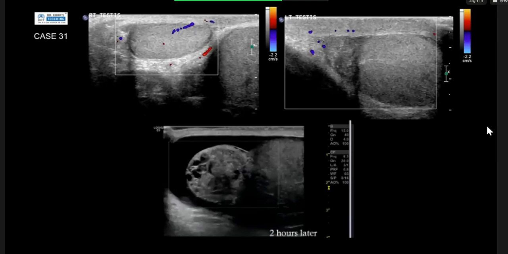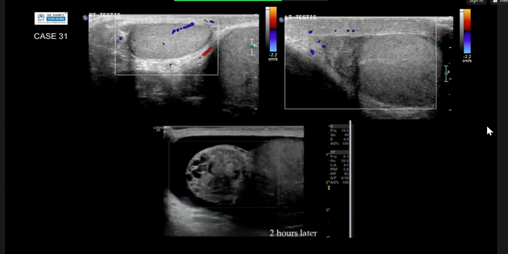The bilateral testes at baseline appear normal in size and echogenicity. The left testis is showing decreased vascularity compared to the right. Two hours later, I see that there is progressive heterogeneity of one of the testes. I think this probably is the abnormal one on the left side with some hypoechoic areas.